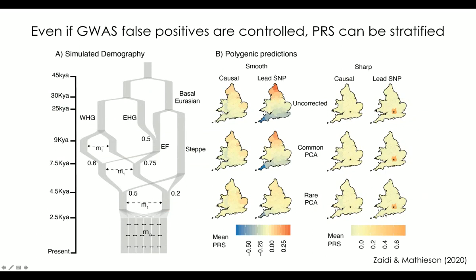Those were somewhat artificial simulations, but just to make the point, we did simulate what we think the UK Biobank is like. This is the best demographic model of the history of Britain that we could come up with based on ancient DNA, and we simulated the actual geographic structure and ascertainment scheme of the UK Biobank, and we find much the same results. If we use common principal components to correct for population structure, we see this environmental gradient, and when we use rare principal components, we can correct for population structure, but not in this case of sharp structure.